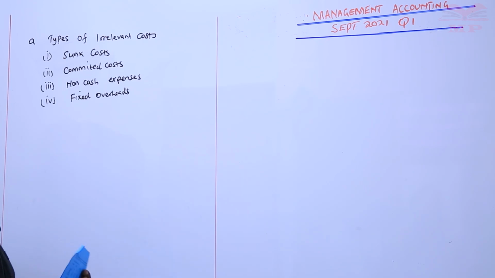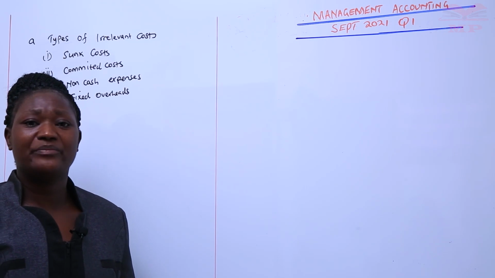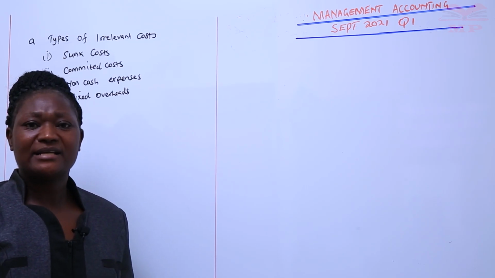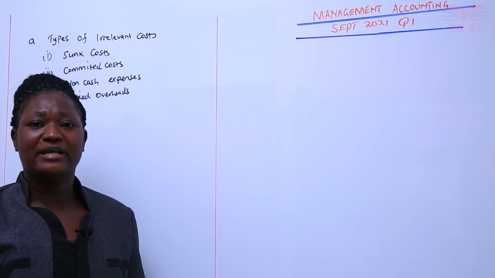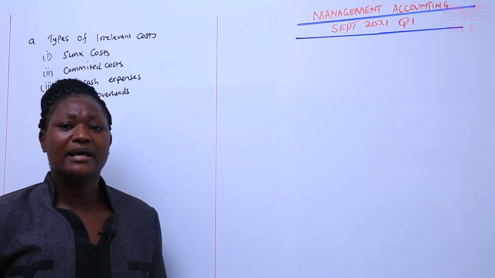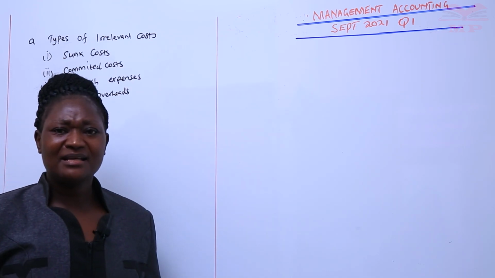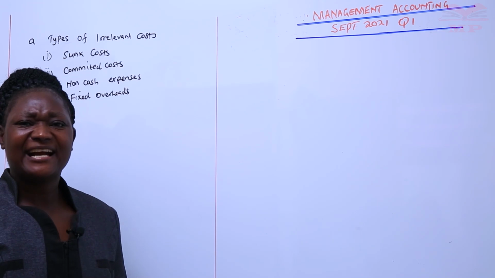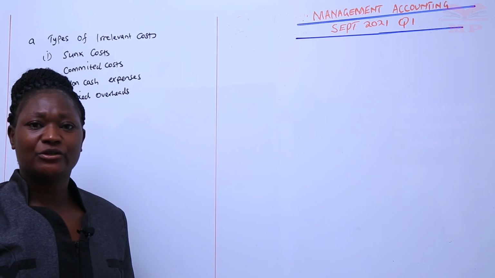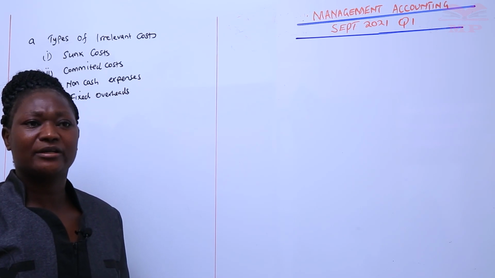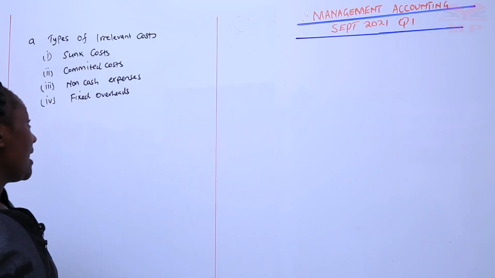And then we have committed costs. Committed costs are future costs that cannot be altered. A good example of a committed cost is an insurance premium. In this case, you will not be able to change it, and again, it will not be relevant in decision making. We also have a non-cash expense. Non-cash expenses are those expenses that do not include cash transactions. A good example is depreciation and amortization. They are also irrelevant in decision making.